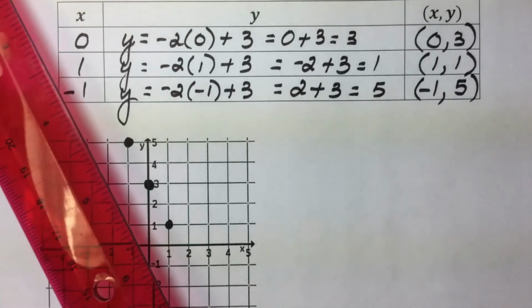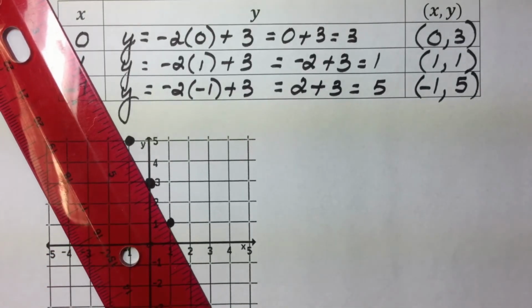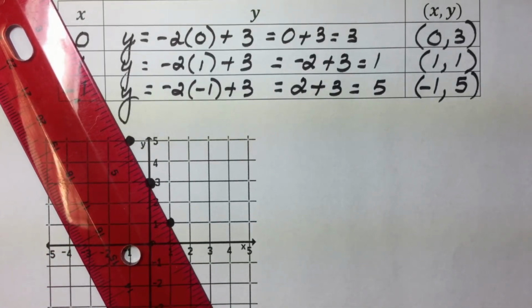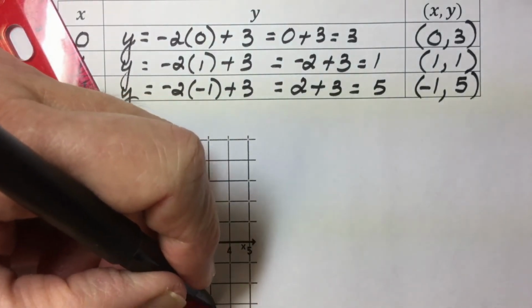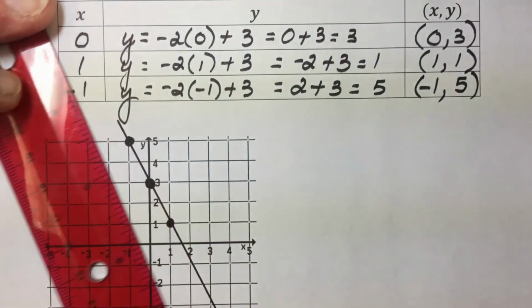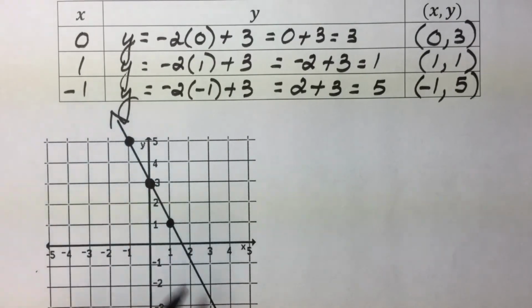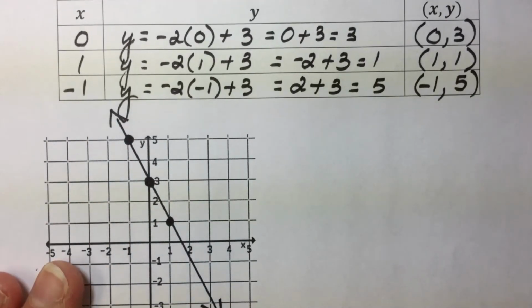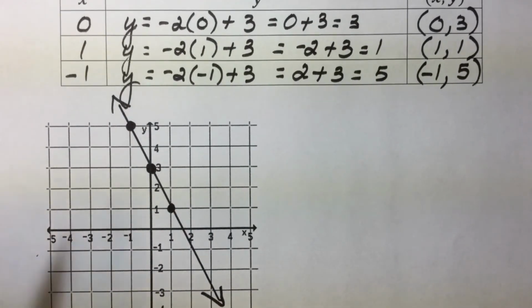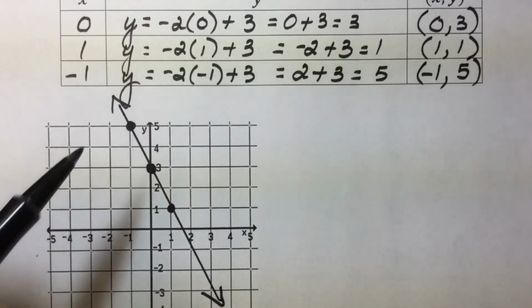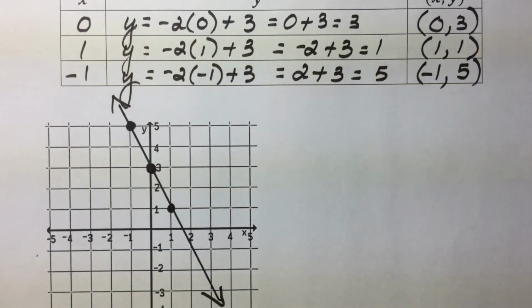These 3 points are collinear, they lie in a line, and when we draw the line, this line is representing continuing off in opposite directions, indicated with the arrows, an infinite number of solutions to this equation.